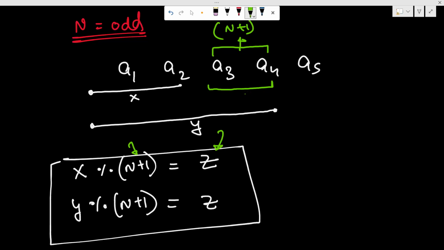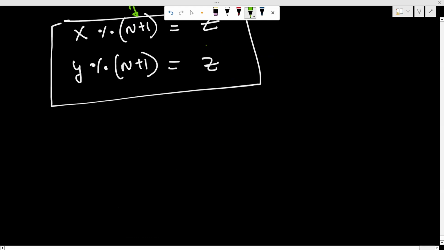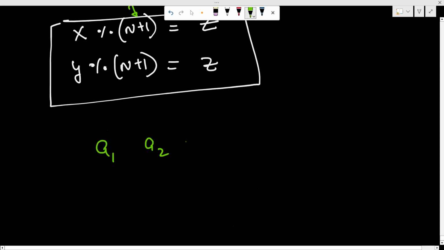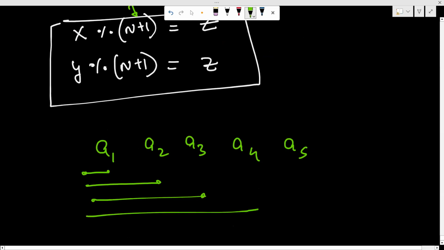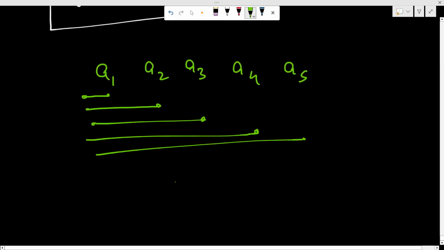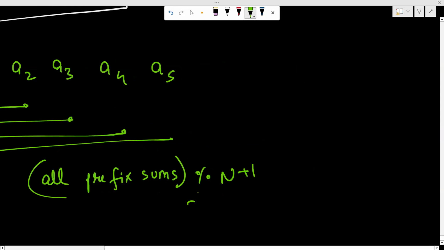Anyone having any doubt in this? So do you guys agree that if I have n numbers, a1, a2, a3, a4, a5, let's suppose for now it is 5, then all these prefix sums modulo n plus 1 should be unique. Right?